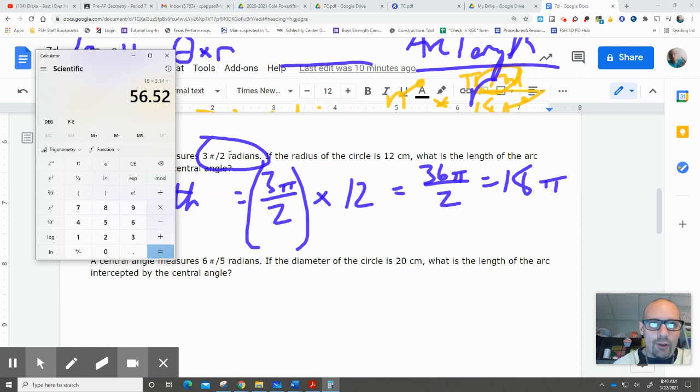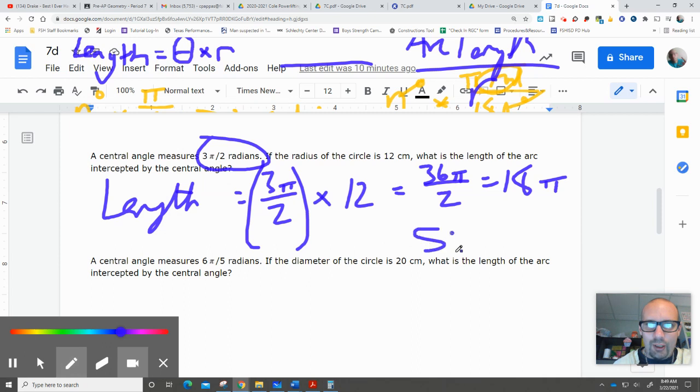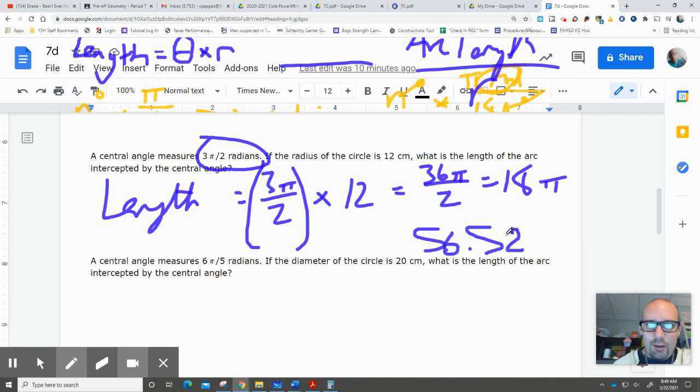And our answer will be 56.52 centimeters. And that'll be that.